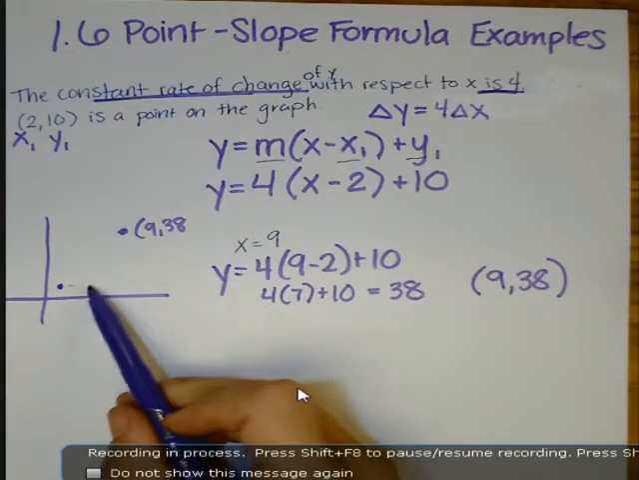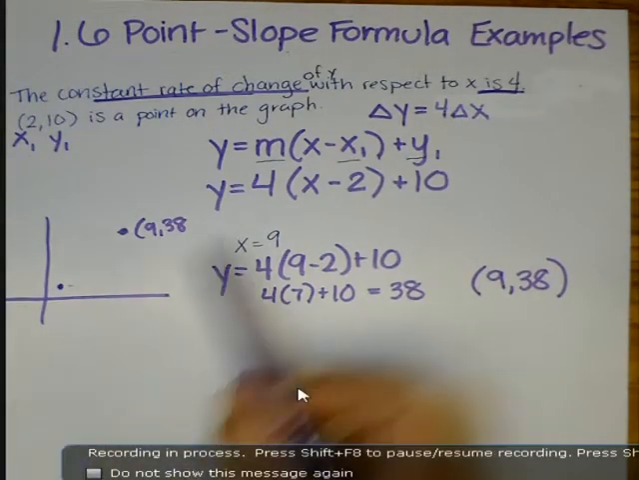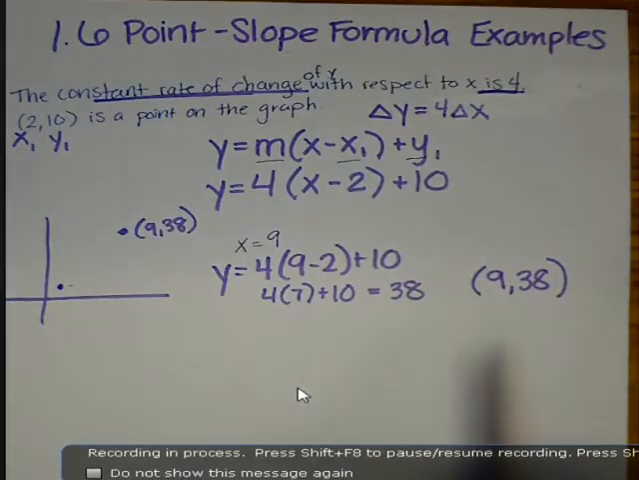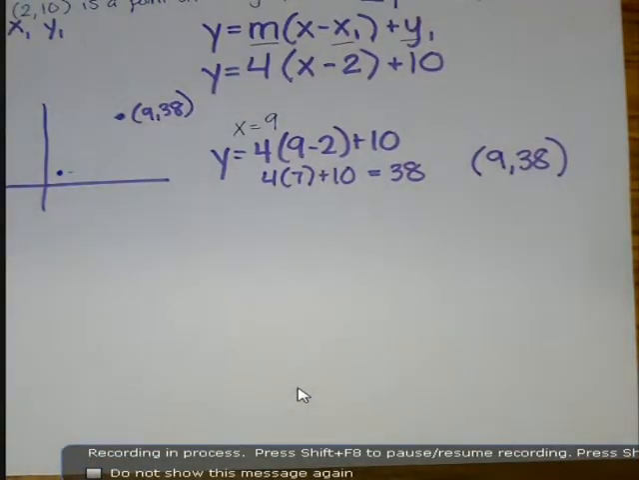Could you calculate the change in x and the change in y between these two points? Sure. What would you find out? You'd find out the slope was 4. You have an original point at (2, 10), another point at (9, 38). Easy cheesy.